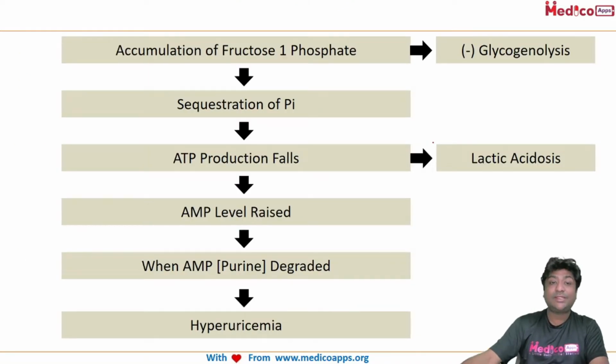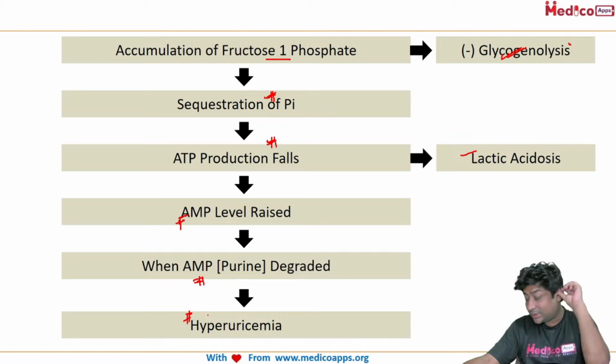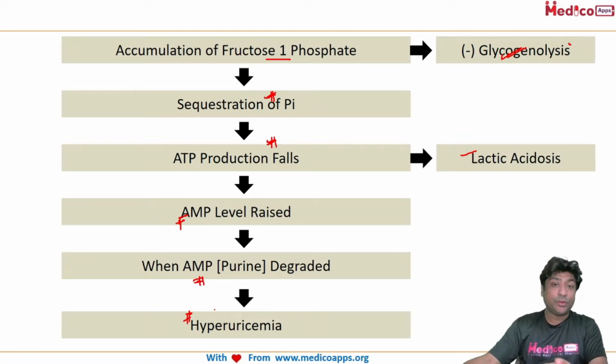So what is the mechanism? Again, I have told you fructose 1 phosphate is accumulating. So this will inhibit glycogenolysis, so there will be a decrease in glycogen breakdown. Also, there will be a sequestration of Pi, which will lead to a fall in ATP, and which will lead to lactic acidosis. If the AMP level increases, then there will be purine degradation and hyperuricemia. So all these are various symptoms of aldolase B deficiency, or acute fructose intolerance.